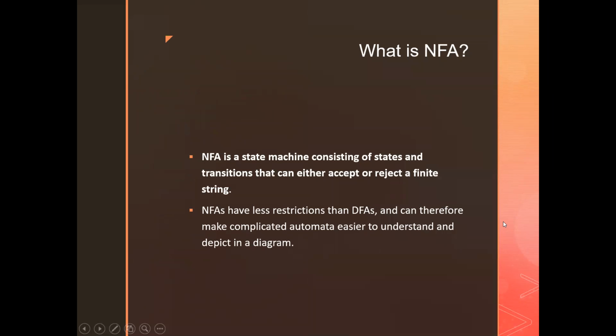So the next type of finite automata is NFA, that is non-deterministic finite automata. NFA also consists of states and transitions that will tell which string is accepted or rejected. But in case of NFA, you can observe that there are fewer restrictions than the DFA, and usually NFA is used to convert a complicated finite automata to a simpler one.